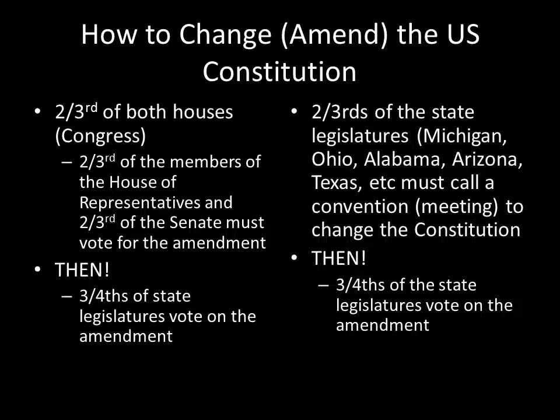Or two-thirds of the state legislatures, such as Michigan, Ohio, Alabama, Arizona, Texas, etc., must call a convention or meeting to change the Constitution. Then three-fourths of the state legislatures vote on the amendment.